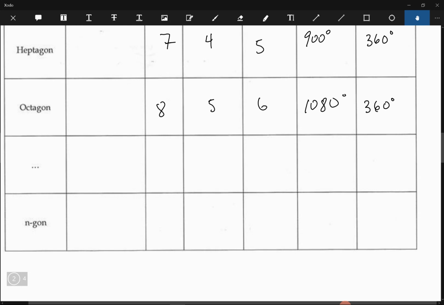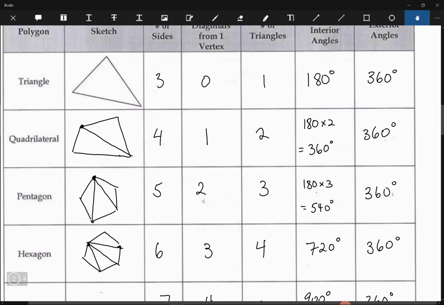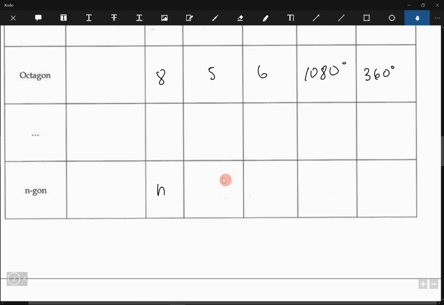Okay, so for any n polygon or n-gon, we have n sides. If you notice the number of diagonals, it's 3 less than the number of sides. 4 minus 3 is 1, 5 minus 3 is 2, 6 minus 3 is 3, 7 minus 3 is 4, etc., etc. So the number of diagonals is going to be, whatever the number of sides is, n minus 3. Okay.